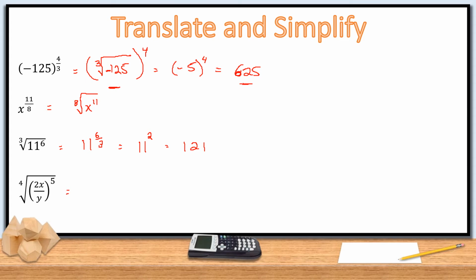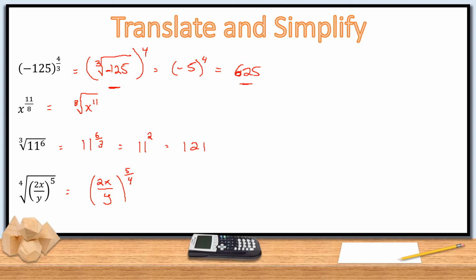All right, last one here, we've got fractions, and it's in radical form. So this is going to be 2x over y, parenthesis, to the power of 5 over 4. So nothing else we can really do here.